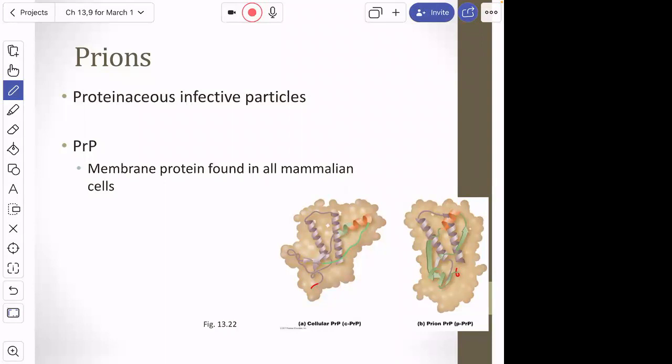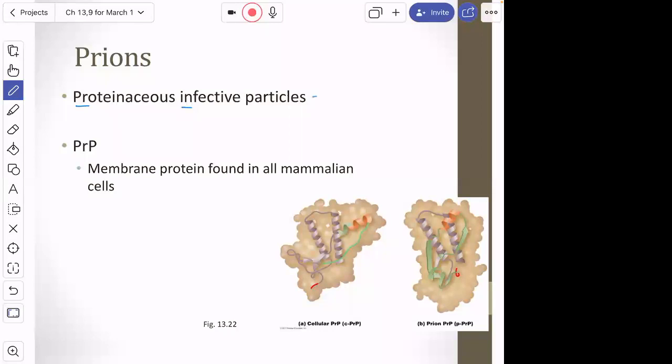And in 1982, Stanley Prusiner coined this term prions. We're starting to understand a little bit more about what these particles were. Prions, they're proteinaceous infective particles, so we pulled the name prions from that. It's correct to pronounce it prions as well; it kind of depends who you learn from and where you live.